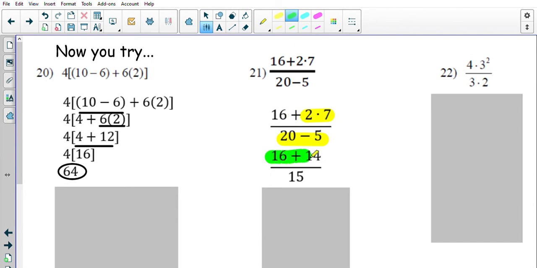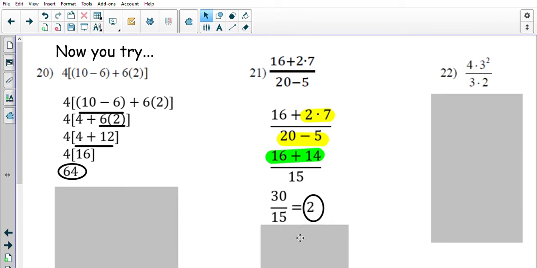Let's simplify the numerator, the top of that fraction. That gets us 30. I'll just pull this all down. We've got 30 over 15. And keep in mind that's the same as 30 divided by 15. Fraction bar represents division, which is 2. Again, don't divide until the very end. Simplify it completely, then divide.